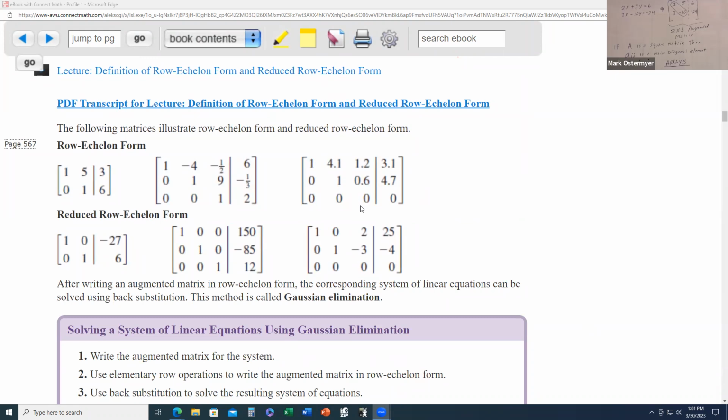All right. So this is the form that we're striving to get our matrix looking like when we use the Gaussian elimination method to solving systems of equations. But how do we get our matrix looking like this row echelon form? How do we get it into row echelon form? Well, we have to employ valid elementary row operations to achieve that.